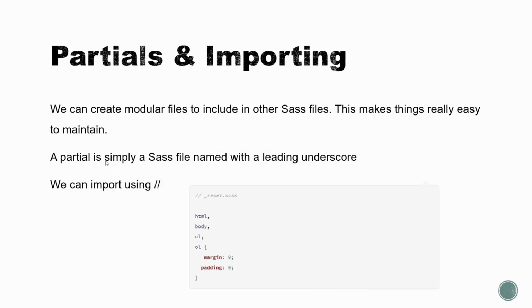Partials and importing, we can create modular files to include in other Sass files, and this makes things really easy to maintain. A partial is simply a Sass file named with a leading underscore, and we can import these files using the double forward slash. So in this example we have a file and we're including this underscore reset.scss file at the top.